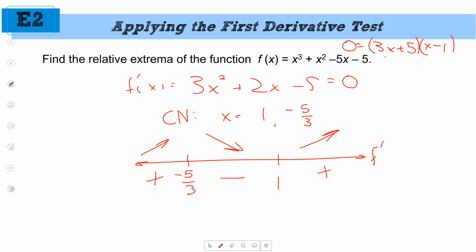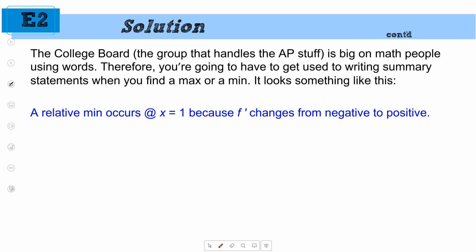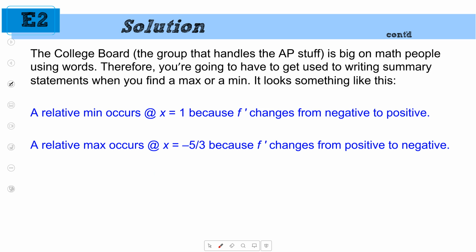And that gets a little confusing. So the College Board decided we're going to narrow this down. And the method they like is the following. They're going to require that you write a sentence. And the sentence tells you 3 things. What are we talking about?